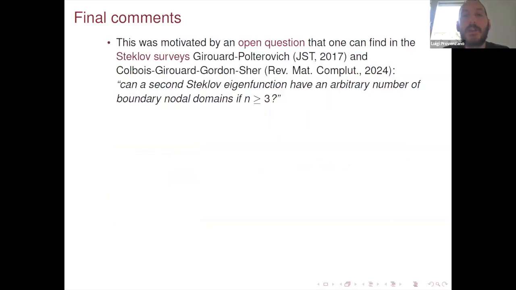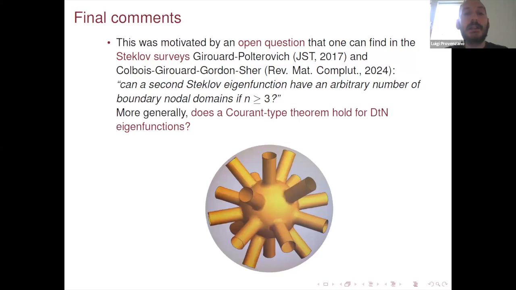And this was motivated by an open question that one can find in the Steklov surveys that we all know well. The question is the following: can a second eigenfunction have an arbitrary number of boundary nodal domains in higher dimensions? You can replace second by kth eigenfunction. More generally, the question is, does a Courant type theorem hold for the Dirichlet-Neumann eigenfunctions? It means that you can bound the number of boundary nodal domains of the kth eigenfunctions in terms of k and a dimensional constant.